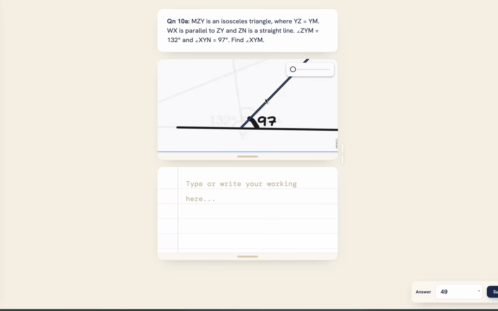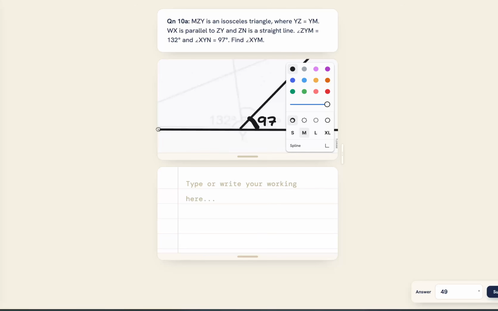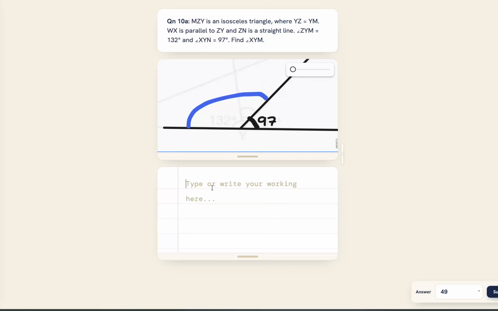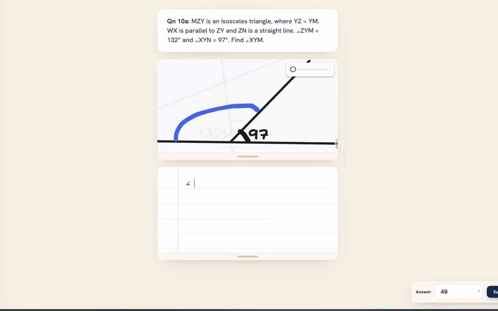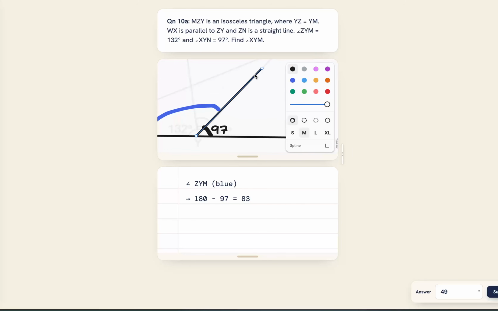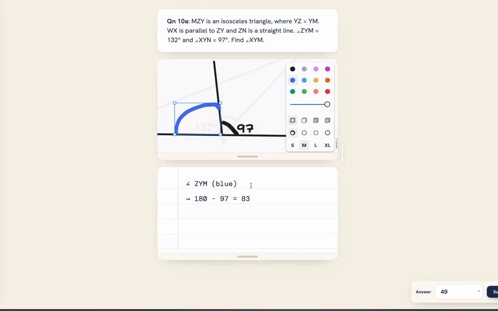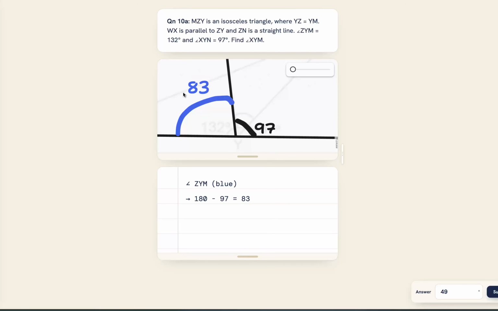If we just focus on this 97 degrees over here, then we can get this other big angle, which I'm going to draw in blue. This blue angle, I call it ZYM. So angle ZYM, which is in blue, is equal to 180 minus 97 degrees, and this will give us 83 degrees over here. Sorry, my bad. The 97 is actually here. Okay, now it looks believable. So 83 degrees in this case, as what you see over here. Now we know this is 83 degrees.